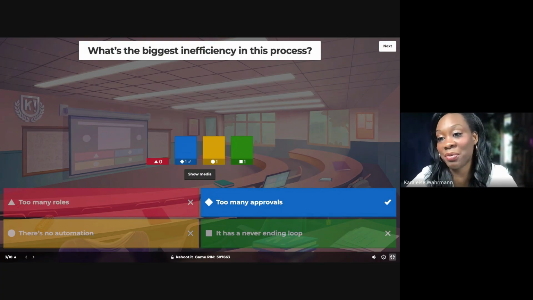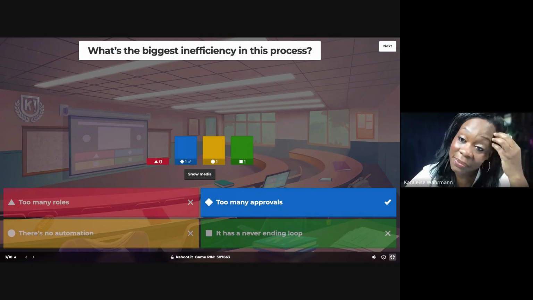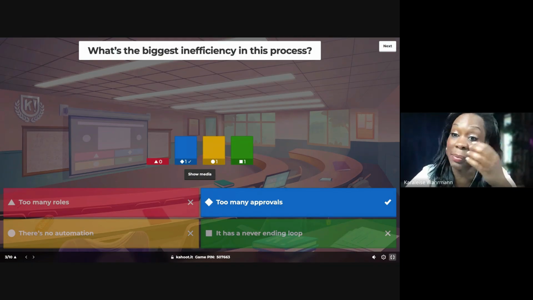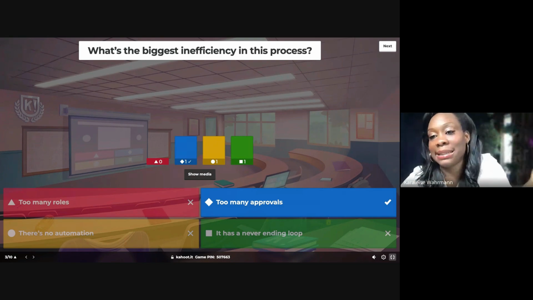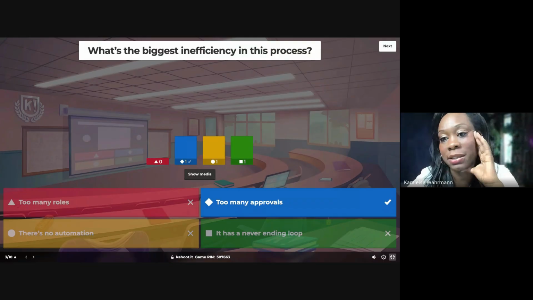So it was too many approvals. You just needed one approval, because nothing changed between the two approvals. There was no difference. It had to be approved by this person and then approved again, but no edits happened in between the approvals. So why did you need it to be approved twice? So there's too many approvals, right? So that was the answer. Only one person got that.